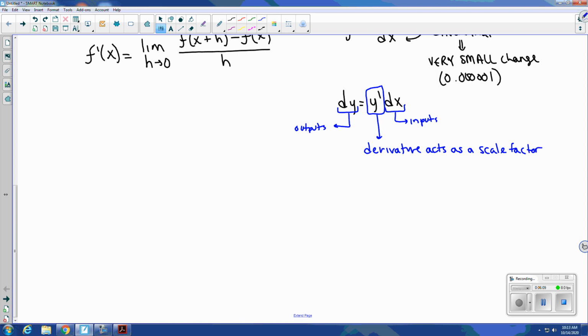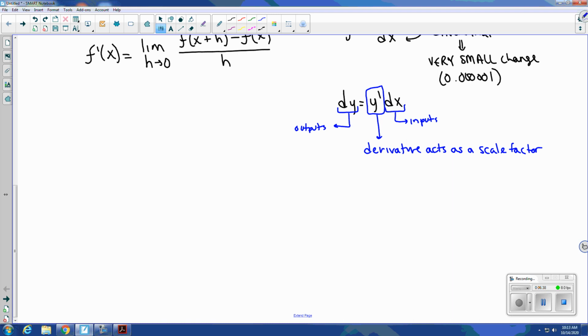So when we make a very small change in the inputs, which is represented by dx, the derivative will act as a scalar and determine what the small change in the outputs will be. And again, this perspective will carry over into higher level mathematics when you can't visualize the slope of a tangent line at a point, when we're working with dimensions outside our visualization ability.